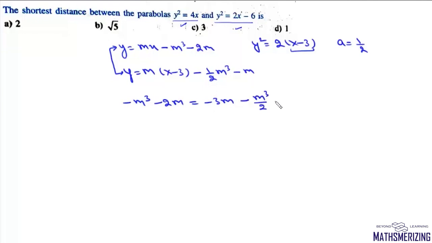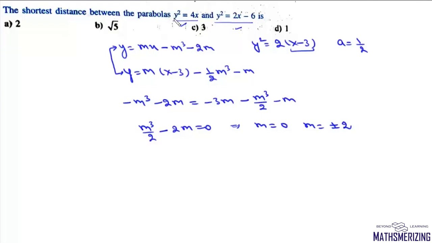So here it will be minus m cube plus m cube by 2. So there will be m cube by 2 and then minus 2m equals 0. So we'll get the value of m as either 0 or plus or minus 2.